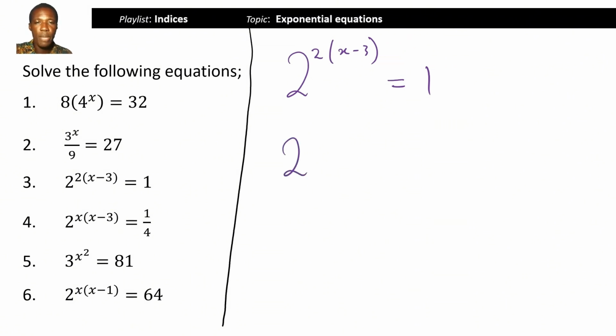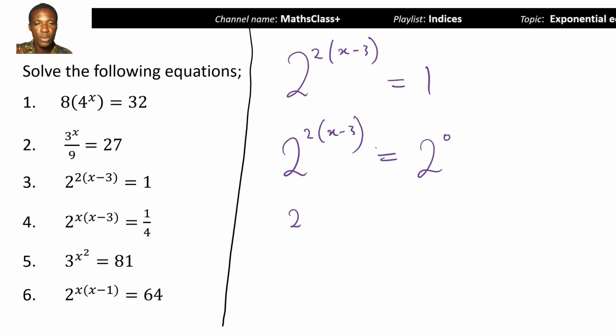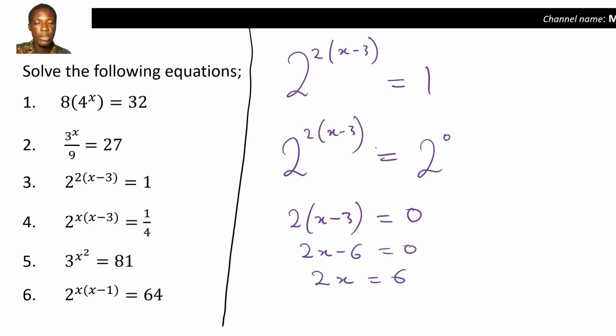So we write it as 2 to the power 2 multiplying x minus 3 is equal to 2 to the power 0, which will give us 1. Okay. So this means that 2 multiplying x minus 3 is equal to 0. That gives us 2x minus 6 equals 0. 2x equals 6. x equals 6 divided by 2, which gives us x is equal to 3.